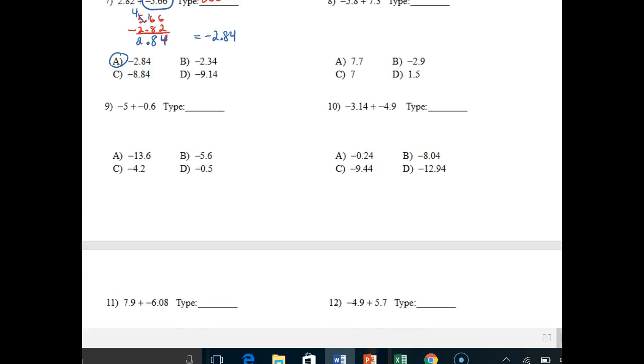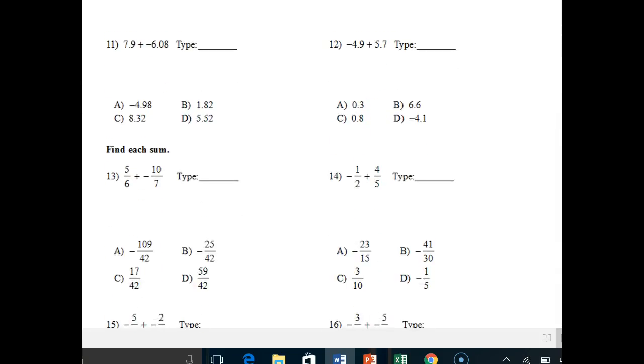Number 9. 5 plus -0.6. That is a SSAK, so let's just add that up. I'm going to say 5 plus 0.6. Add that up. I get 5.6, but remember I need to keep my sign. I had nothing but negatives, so that's why it's -5.6.